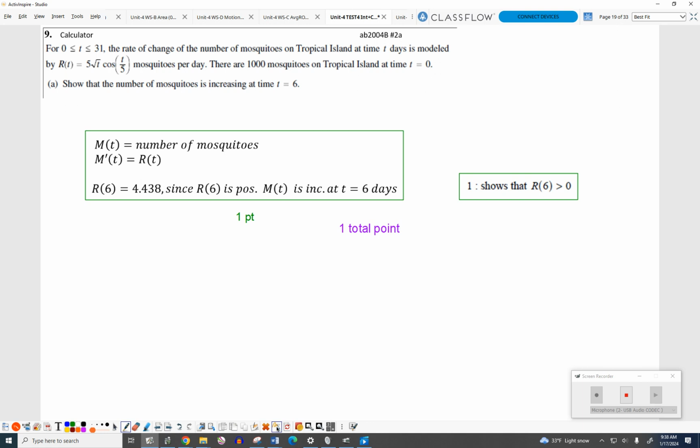2 of 5. 3 of 8. 6 of 11. 7 of 14. 2 of 3. 2 of 5. 3 of 8. 6 of 11. 7 of 14. Alright, everyone. 10 of 17. Quiet.